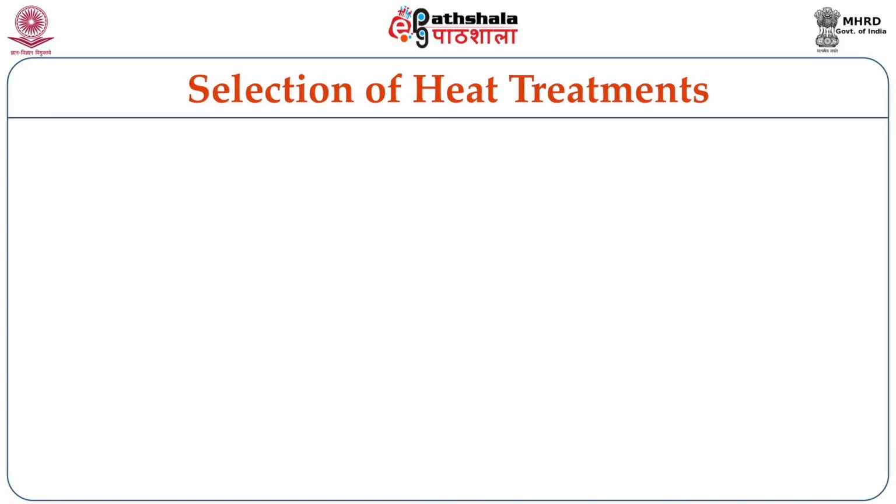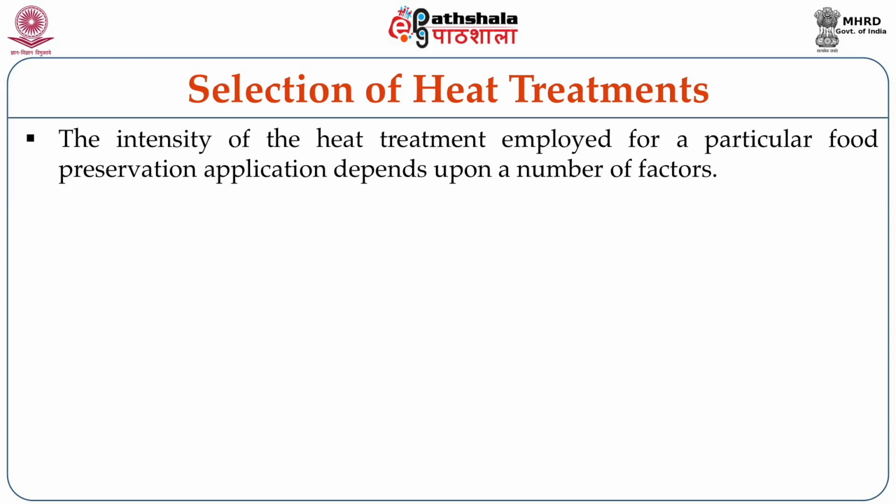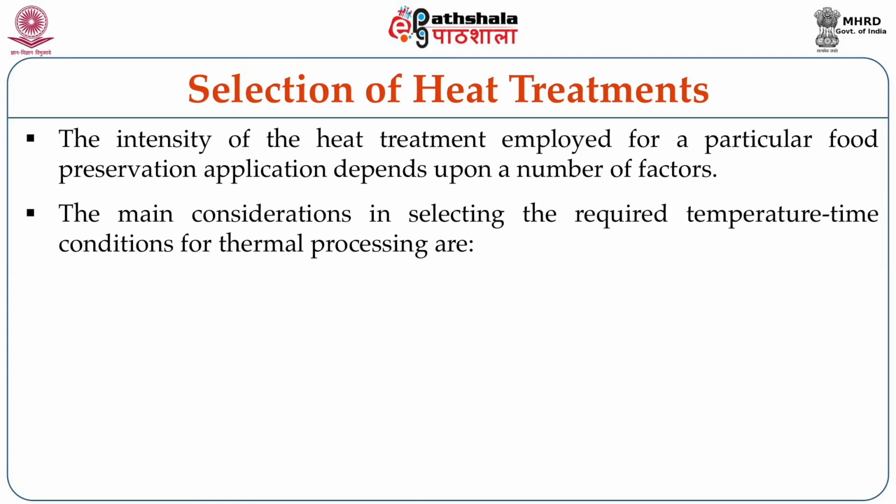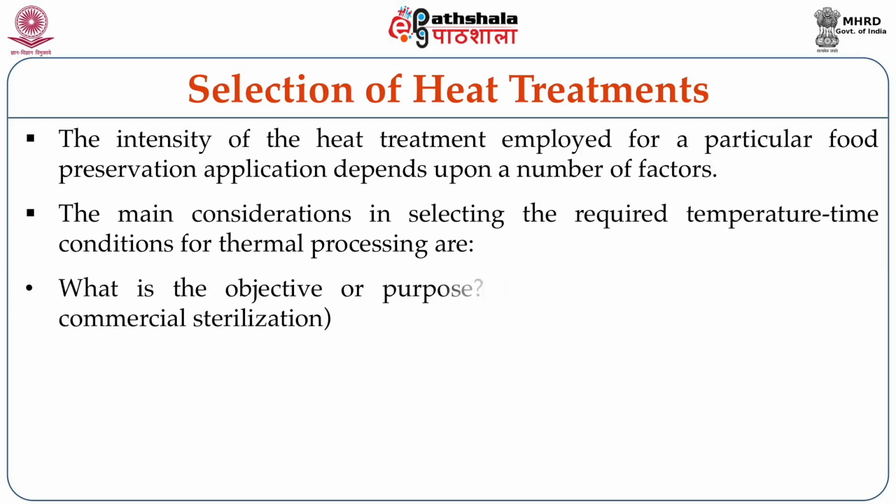Now, after understanding the various kinds of heat treatments, we also have to understand how to select the heat treatment for a particular kind of food. So, let us now try to understand the selection of heat treatments. The intensity of heat treatment employed for a particular food preservation application depends upon a number of factors. The main considerations in selecting the required temperature and time conditions for thermal processing are: what is actually the objective or purpose, whether it is just blanching or pasteurization or to get a commercially sterile product.